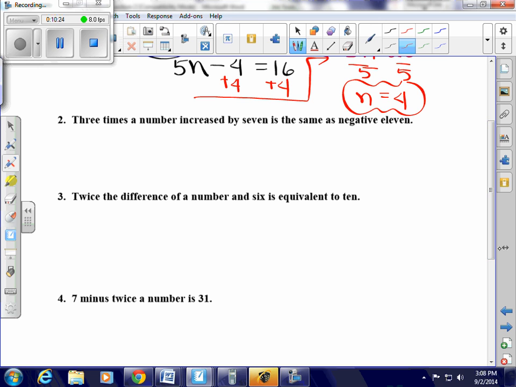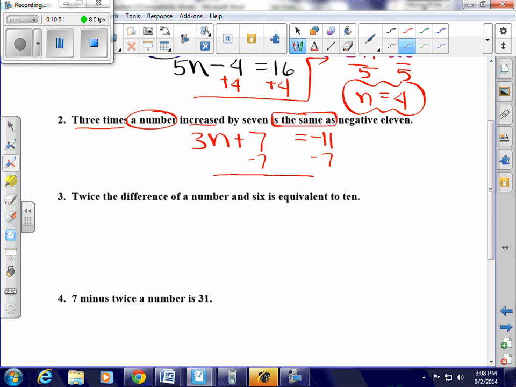Number 2 is the same as. There's your equal sign. So something is equal to negative 11. So we're going to take 3 times a number increased by 7. Well, here's our number. Let's call it n again. 3 times that would be 3n. Increased would be plus, and plus 7. So subtracting 7 from both sides first, I get 3n is equal to negative 18. Dividing both sides by 3, n is equal to negative 6.